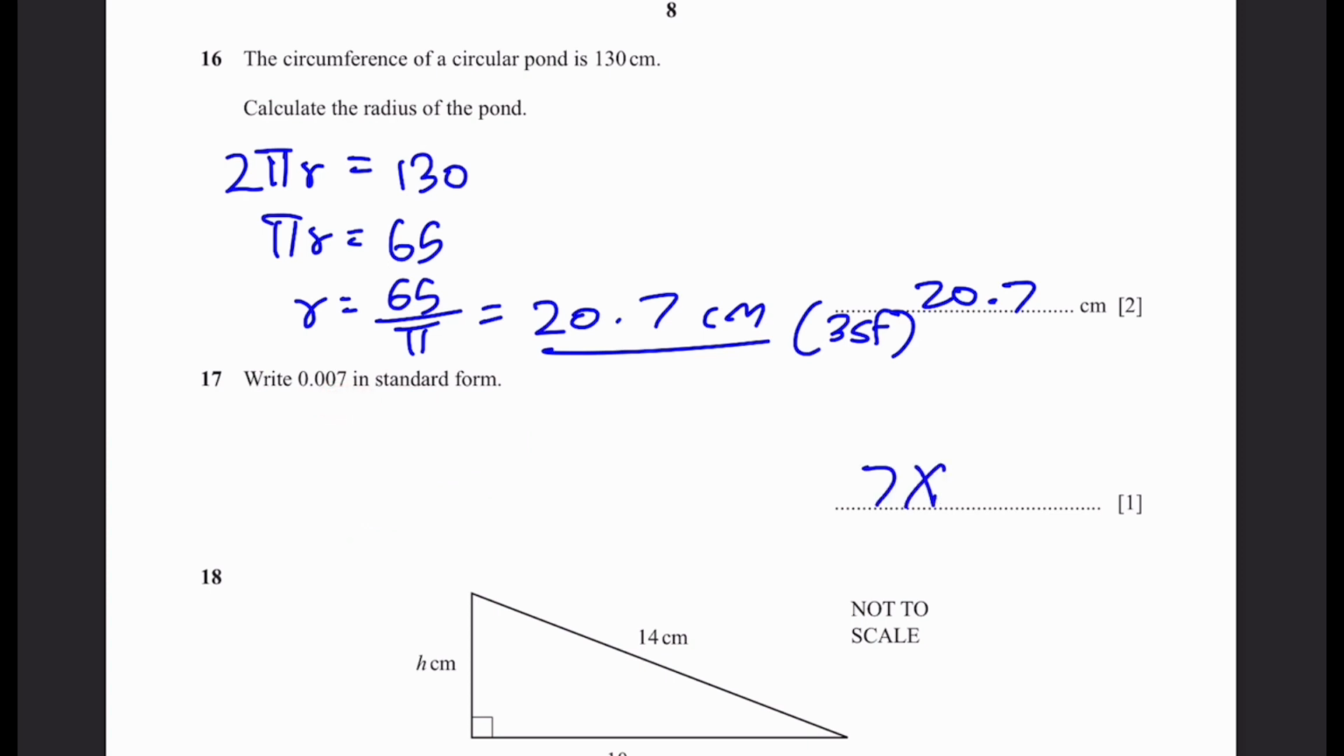Multiplied by 10 to the power of minus something, because it's a decimal less than 1. It should be minus. And just count the number of zeros which are there. There's 3 zeros, so the answer will be 7 times 10 to the power of minus 3. It's a simple trick. If you want to use it, you can. If not, you can go the traditional way, which is counting forward like that. That's the answer.